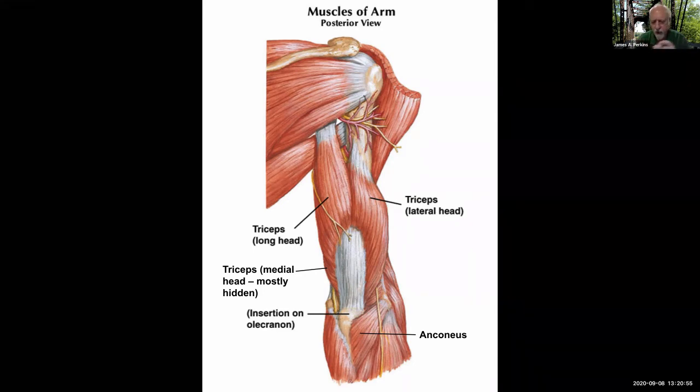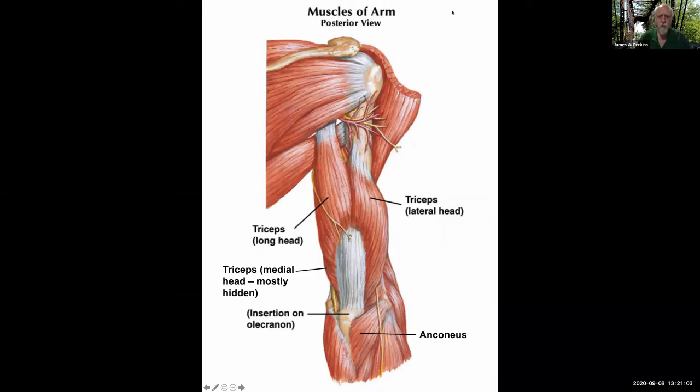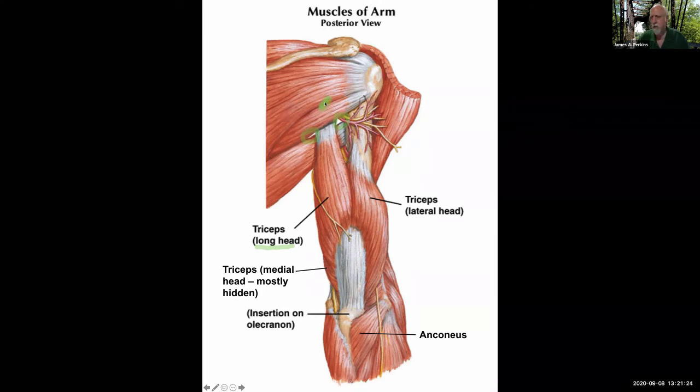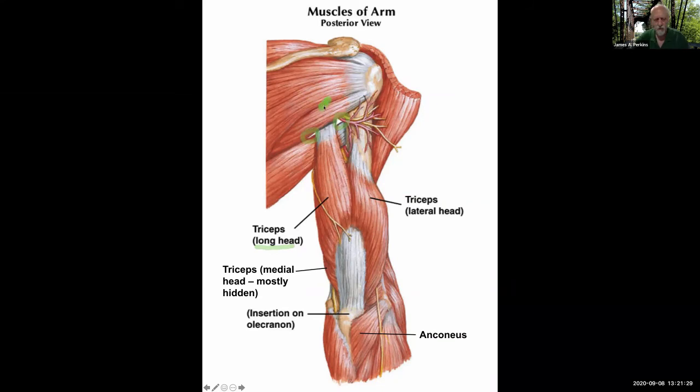Triceps, as you might have guessed, gets its name from the fact that it has three heads, or three origins. The long head, which is one that you've already seen, because the long head forms some of the boundaries of the quadrangular space and the triangular space up here in the shoulder. That long head is actually originating up here. You can't really see it, but it's originating from what's called the infraglenoid tubercle of the scapula, so a little bump just below the glenoid fossa. And then you see the long head coming down here.